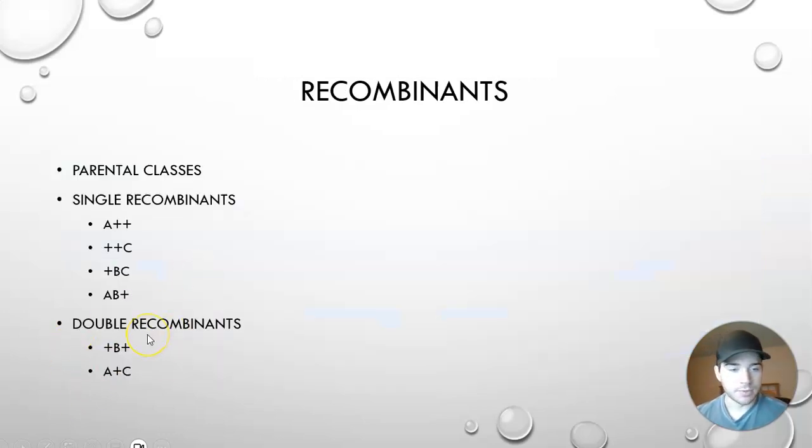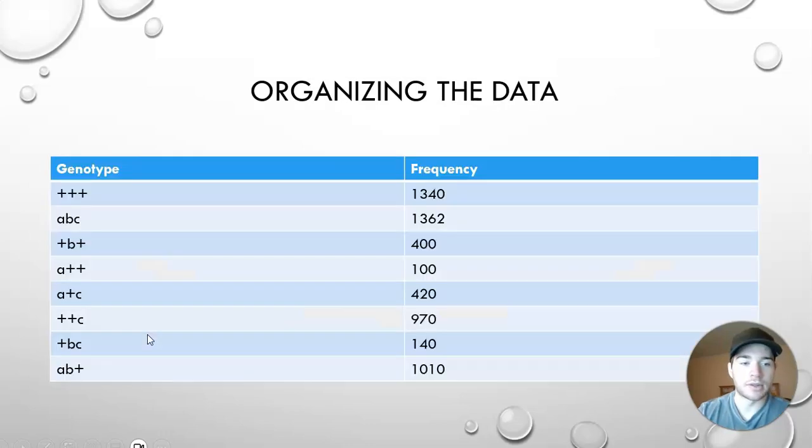That's the double recombinant, which means that every other one's a single recombinant except for the parental classes. So if you assume that these are the parental classes, +++ and ABC, and then +B+ is a double recombinant, and then A+C is the other double recombinant, then every other one's a single recombinant. So A++, ++C, +BC, and AB+ are all single recombinants.